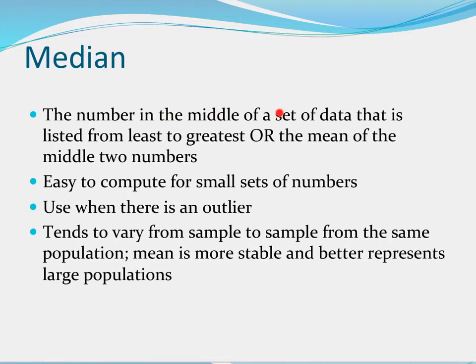Median, this is another measure of central tendency. The number in the middle of a set of data that is listed from smallest to biggest, or the mean of the middle numbers. So if there are two middle numbers, you just take the average of those two. Add them up, divide by 2. Easy to compute for small sets of numbers. Use when there is an outlier, because it mitigates that whole bigger than the rest or smaller than the rest number thing. Tends to vary from sample to sample from the same population, where mean is more stable and a better representation in large populations. A median works better in smaller populations.